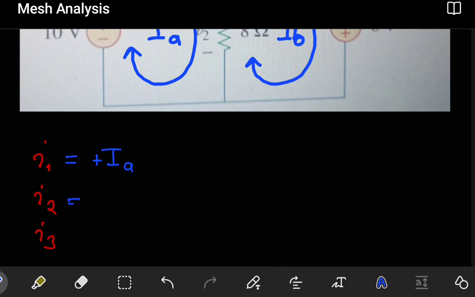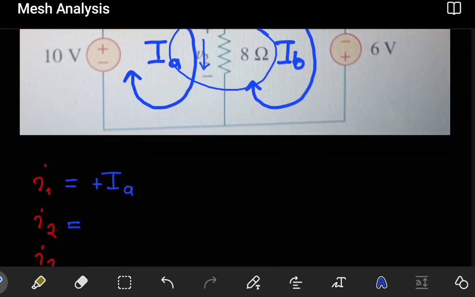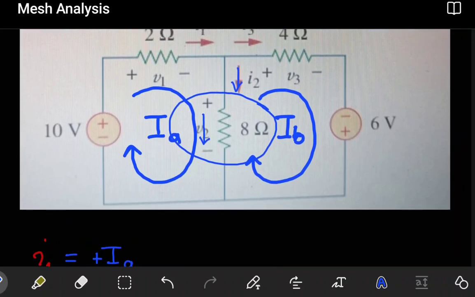How about I2? When we come to this side to look at where I2 is, right in the middle, I2 passes through this branch, and this branch is affected by both mesh currents IA and IB. IA is going downwards when passing through this branch, which is the same direction as our current I2. I'll say I2 equals IA, and since they're in the same direction, IA will be positive here.